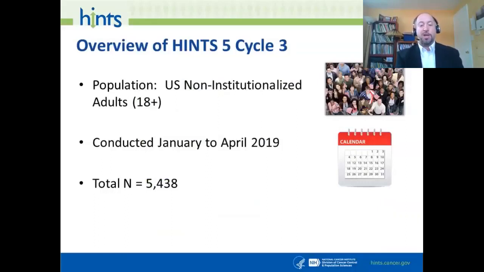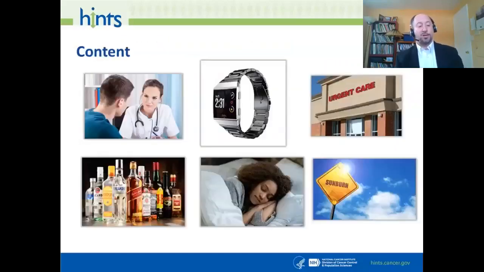Westat is our main contractor for this, and they've been working with us for many, many years. And you can see our total sample size is 5,438, and actually that's a bit larger than typical iterations, at least most recently, which were mostly around 3,500. And you may say, well, that's interesting, and that's actually good news in many ways, and I'll talk a little more about why that's the case.